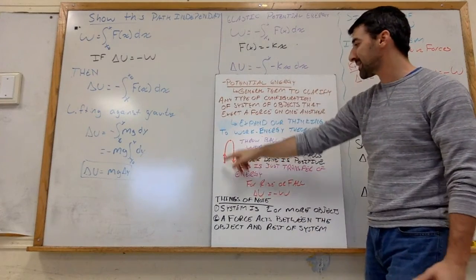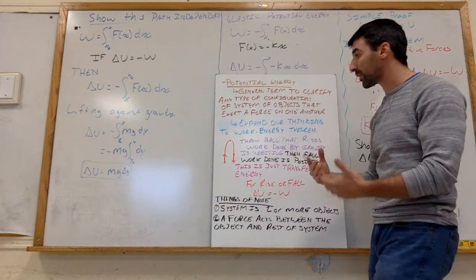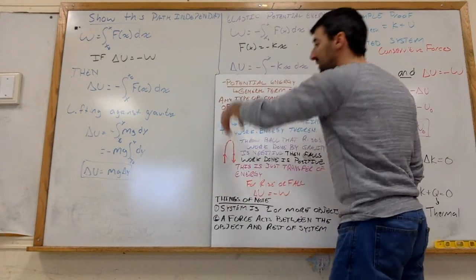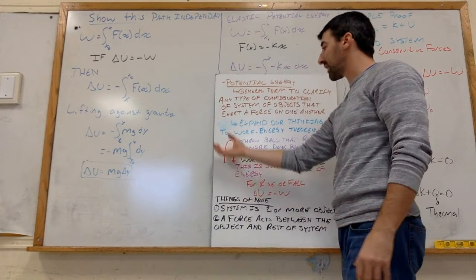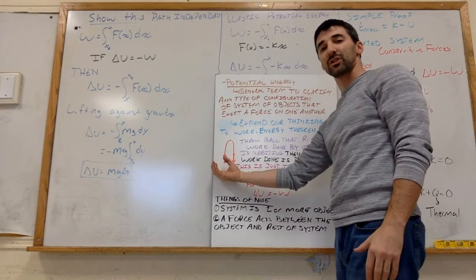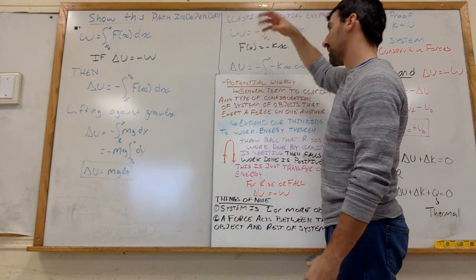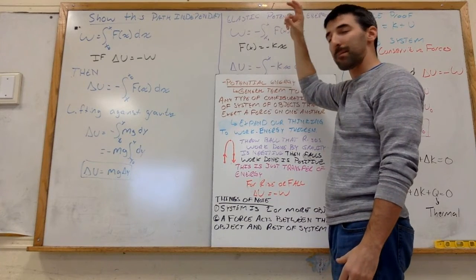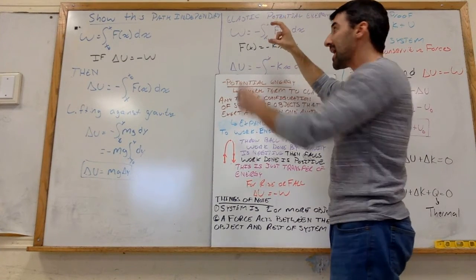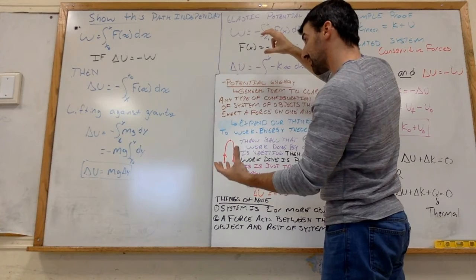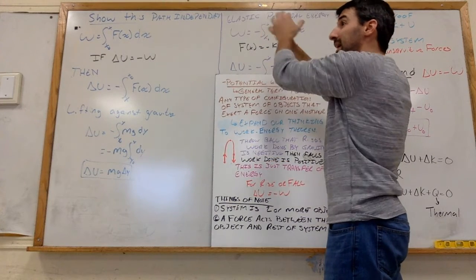So here I go back to this little picture I drew before, what we were talking about. As I increase that height, I'm doing work, the gravitational force is doing work against that object. It's going up and up and up. I'm increasing the potential energy of that object. And basically, I'm transferring energy from the system into that object.